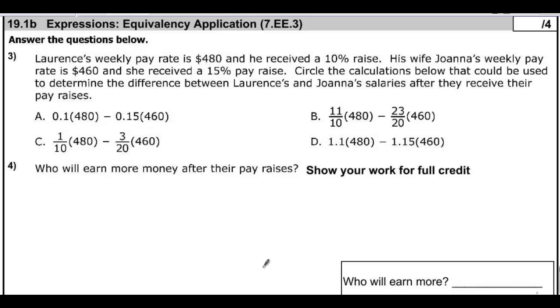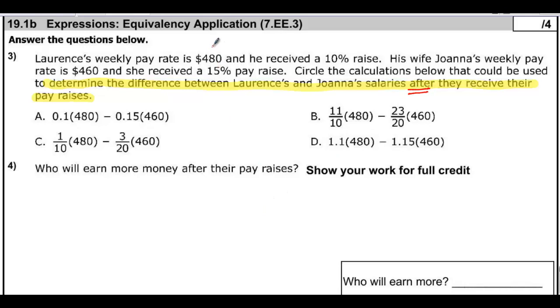Alrighty, here we are with the second video from the week 20 test. This is 19.1b, and in this particular problem we have to determine which expressions they've written answer the question, what will the salaries be after they receive their pay raises? It's really important that we understand this, that what we're asked for is what's going to determine the difference between salaries after they receive their pay raises. Let's underline after here, because that's going to be crucial.